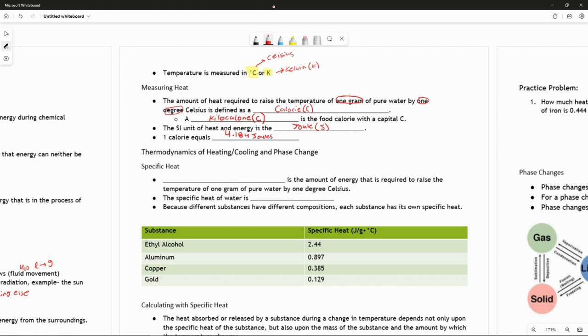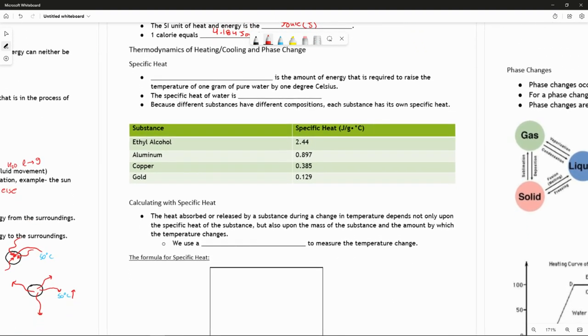All right. Thermodynamics of heating, cooling, and phase change. Specific heat. The unit is going to be a C. Quite confusing. C is the amount of energy required to raise the temperature of 1 gram of pure water by 1 degree Celsius. The specific heat of water is 4.18 joules per gram times degrees Celsius.